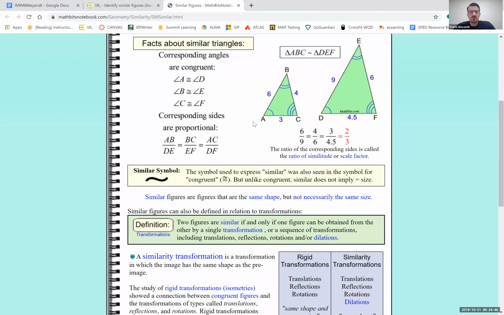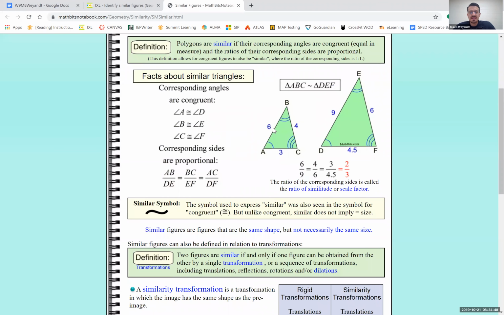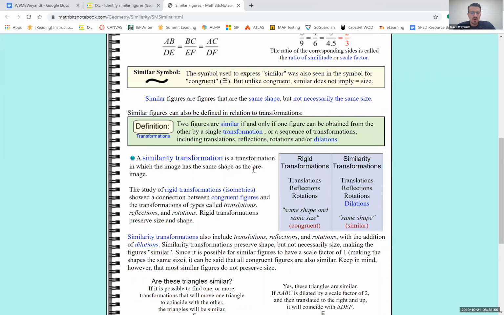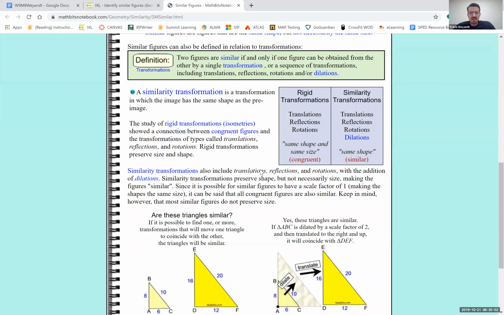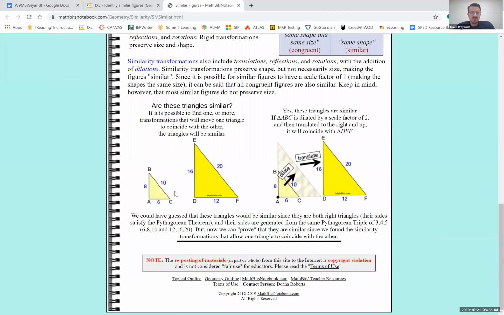So if I look at these two triangles, again, the idea that the sides are increasing by the same number, the scale factor we call it, and the angles are similar, makes these triangles similar. If you look again, and there are some examples down there, are these triangles similar? If it is possible to find one or more transformations that will move one triangle to coincide with the other, the triangles will be similar.